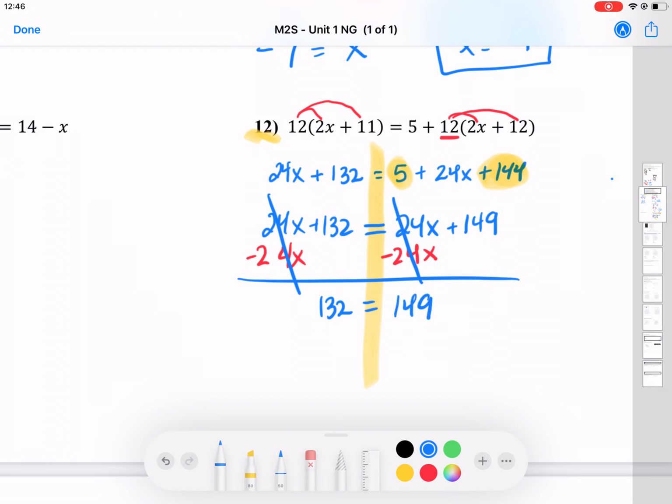There are no x's. Okay? Now, the question you're going to ask yourself is, is this actually true? Does 132 equal 149? The answer is no, that's not true. So if it's not true, your answer is no solution.